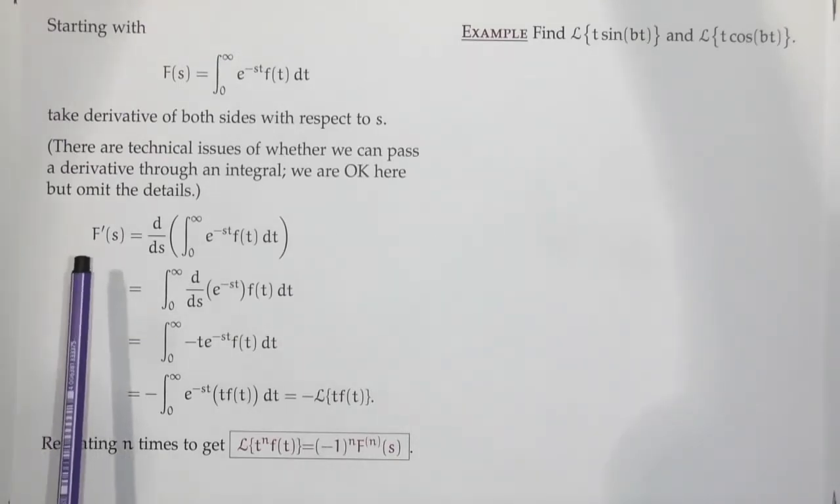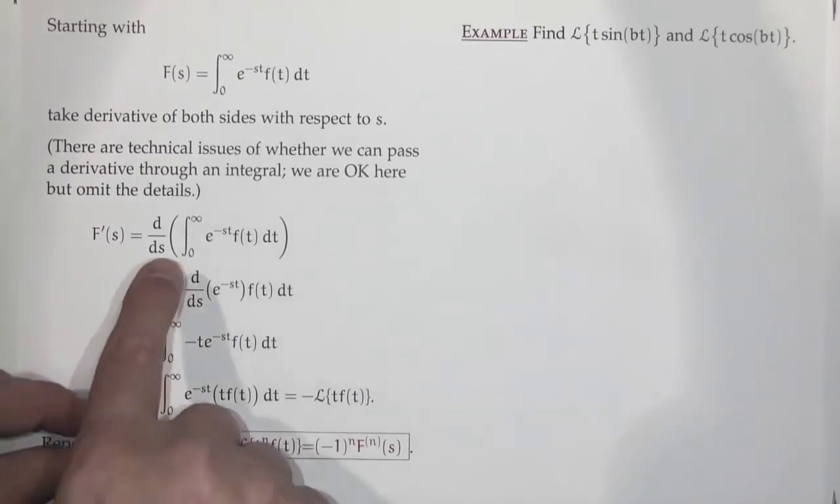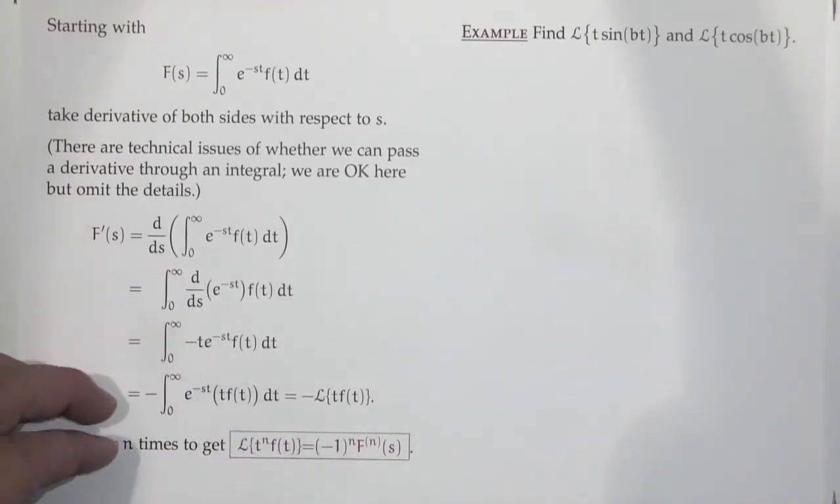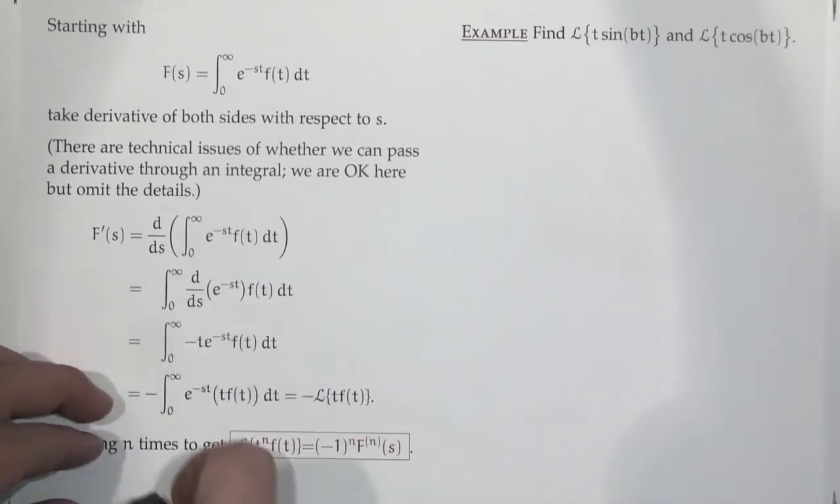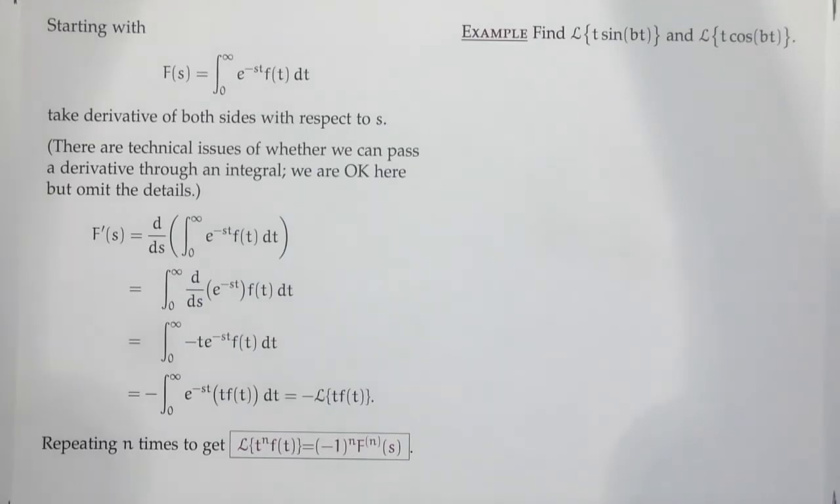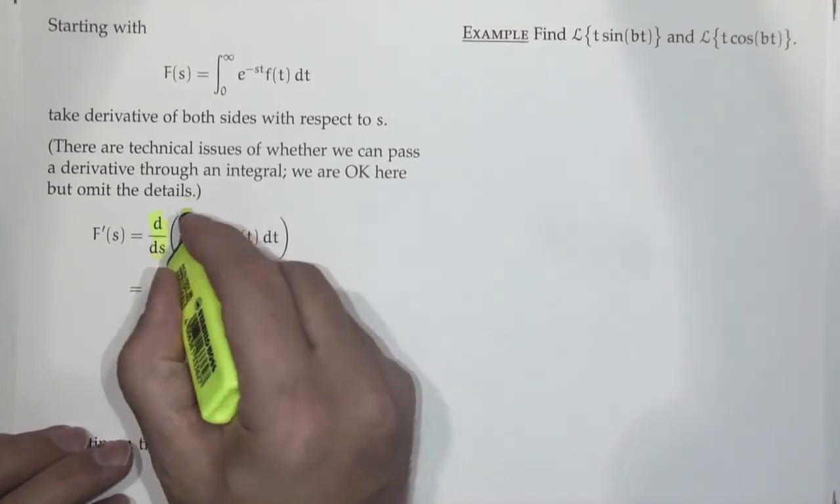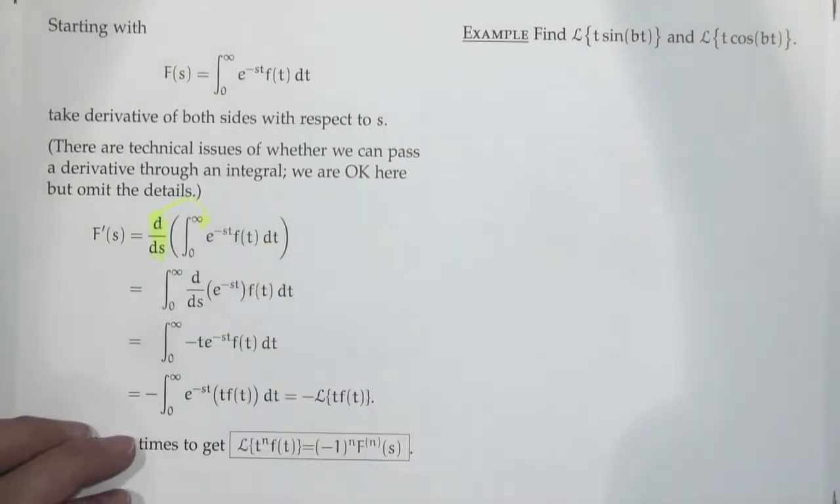So we start saying, all right, well, F prime of s, that's the derivative of this expression. Now, there's a small detail. It says, well, you have an integral and you have a derivative, and can you push the derivative inside? That's what this little blurb says. Are we okay? And it says we are okay here, but it's not so clear. But all right, so the moral is we're moving this derivative to the inside.